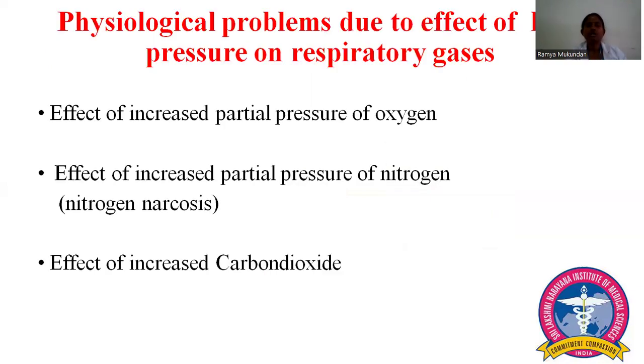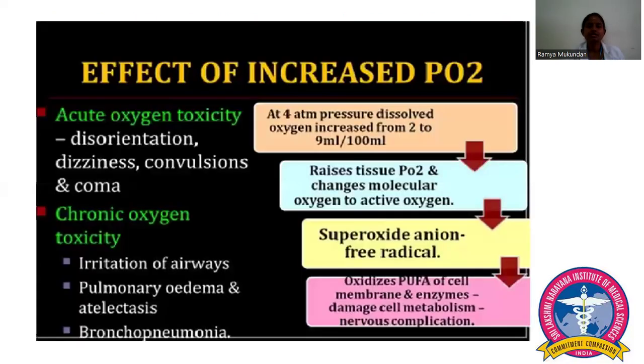Then we'll move on to the physiological effects occurring as a result of high pressure. There are a few changes which occur as a result of it. First, there is the effect of increased partial pressure of oxygen. Then we'll be dealing with the effect of increased partial pressure of nitrogen, nitrogen narcosis. Then the effect of increased carbon dioxide buildup inside the body. First, the effect of increased partial pressure of oxygen.